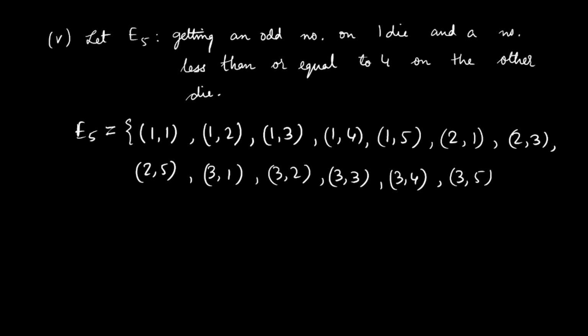For 3, 6, 6 is not an odd number. 6 is not a number less than or equal to 4. But 3 is an odd number. So one of the criteria is not getting satisfied. So that combination is not possible.